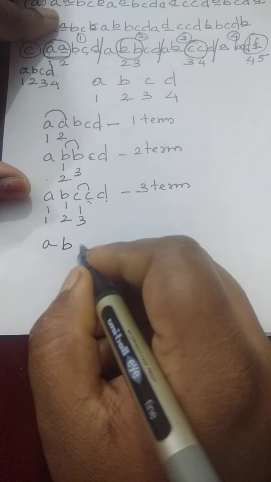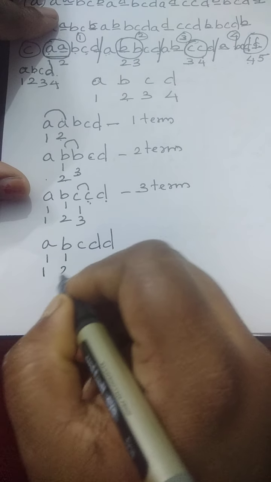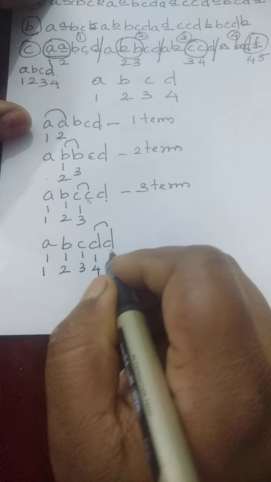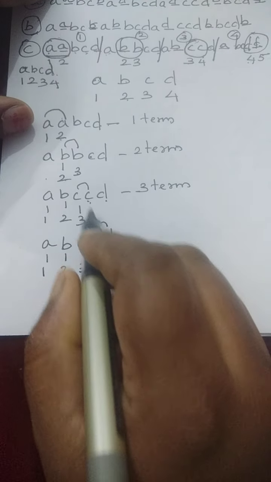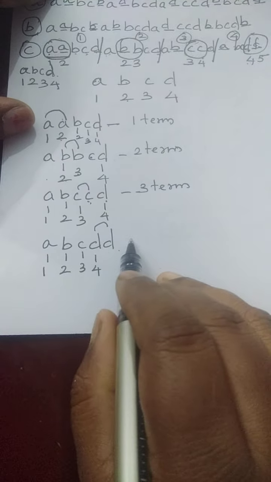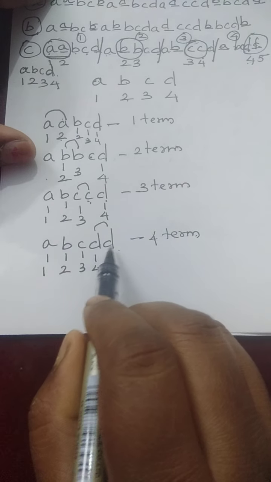And take the fourth term, A, B, C, D, D. First alphabet, second alphabet, third alphabet, and the fourth alphabet is D. In the fifth place it is also repeated. This is the fourth term, and then it ends with D.